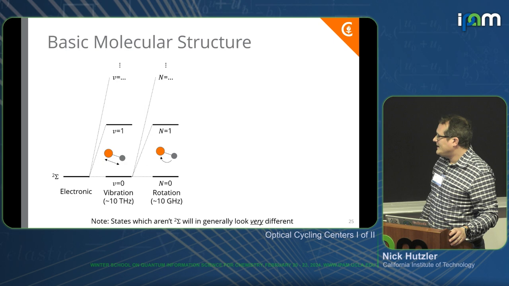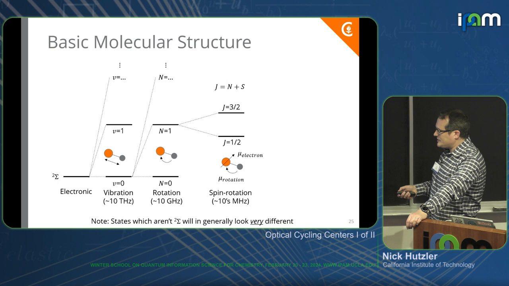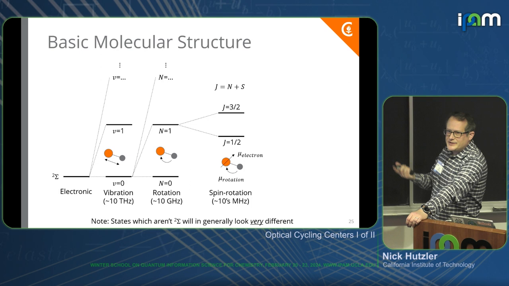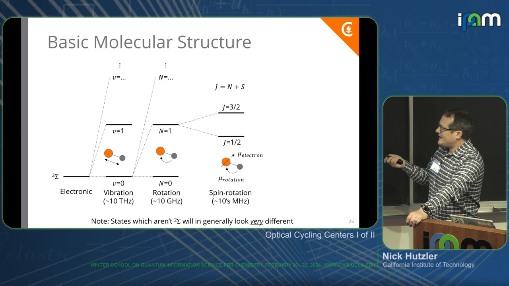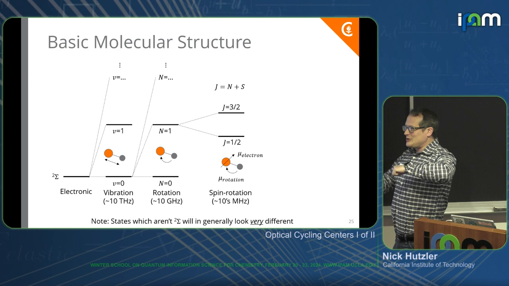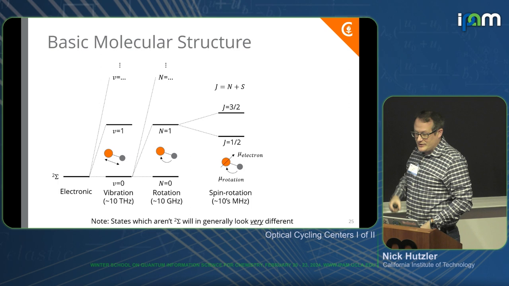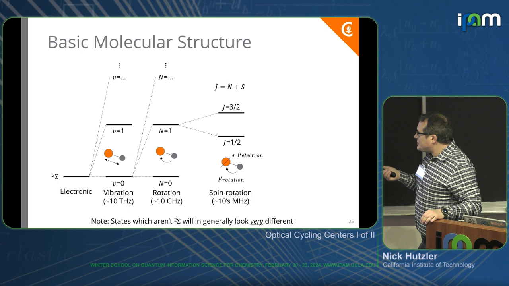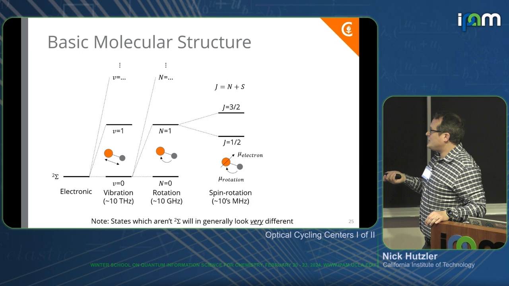Now where it starts getting a little specific is you get something called spin-rotation splitting, where this electron, which has a magnetic moment, interacts with this rotating charged ligand, which makes a magnetic field as it rotates and interacts with this magnetic moment. And so you get a splitting between the rotational quantum number and the spin. Basically, whether the spin is aligned or anti-aligned with the rotation, you get a physically distinct state with some energy splitting. That's called spin-rotation splitting. That gives you a quantum number that we call J, which is a combination of N, the rotation, and S, the spin.